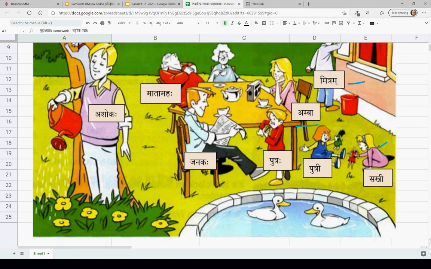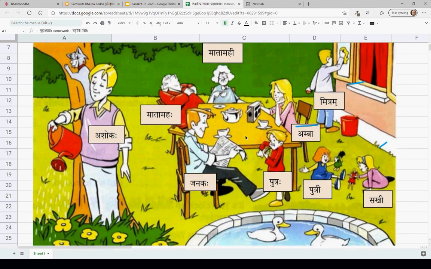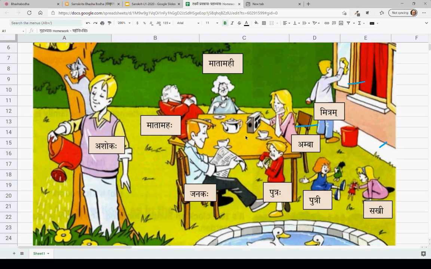And did you miss Matamahi here? Matamahi is missing. Right there. Matamahi is grandmother, actually mother's mother, from mother's side. If it is father's mother, it will be Pitamahi. And father's father is Pitamaha.